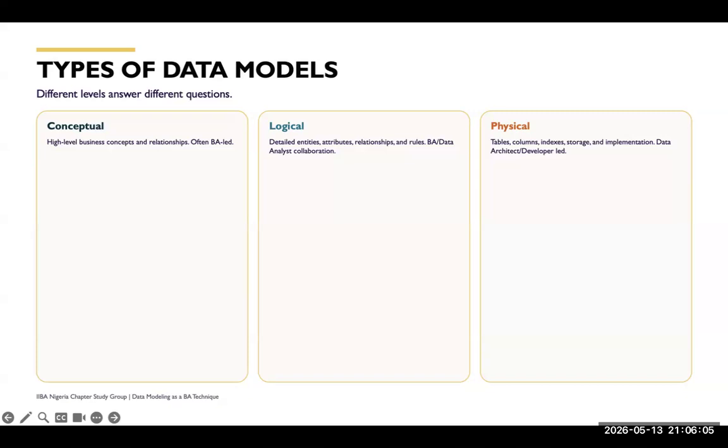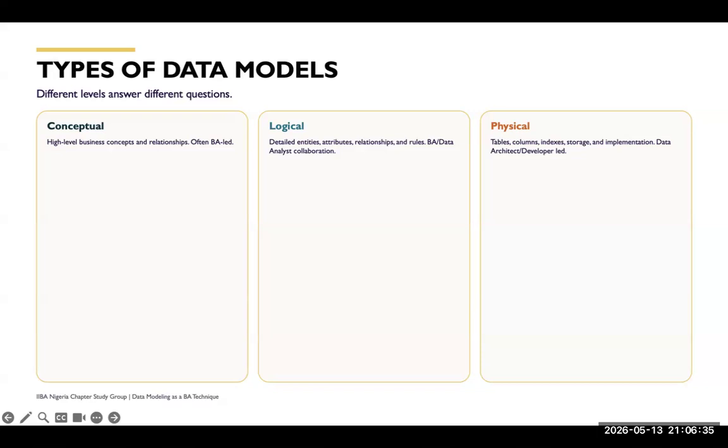While the physical one is a lot more detailed and technical on the how and the structure. It has the tables, the columns, indexes, the storage implementation, and as we can see, it's often led by maybe the data architect, depending on whoever it is in your industry. But in mine, I'll say the data architect, or developer. The conceptual model is often being led.